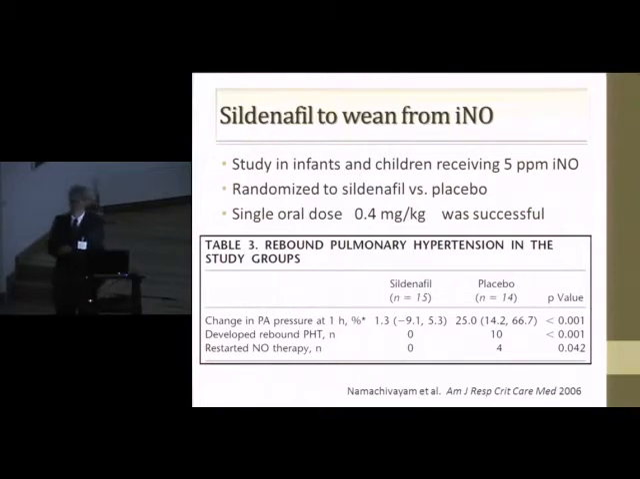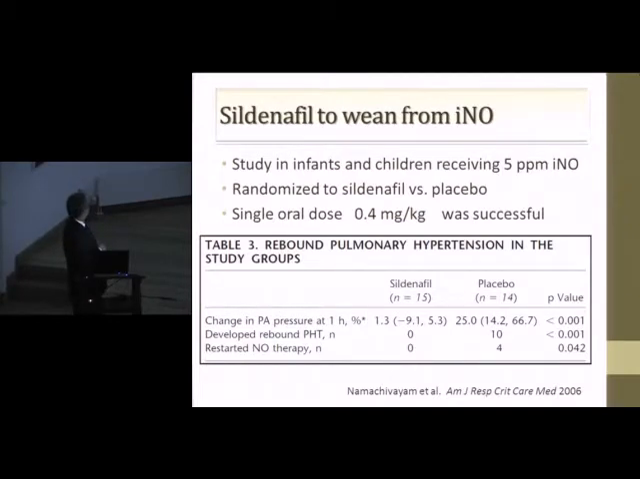What about using it to wean nitric oxide? This study was in children who were receiving nitric oxide for pulmonary hypertension, 5 parts per million. And while they were on nitric oxide, they were randomized to receive either sildenafil or placebo, and a single oral dose was used, 0.4 milligrams per kilogram. So a lower dose, and these are older infants and children, and only a single dose, but this single dose in their study with 15 babies prevented rebound pulmonary hypertension, suggesting that there may be a role for sildenafil as not a primary treatment, but an adjunctive treatment in babies who either aren't responding to nitric oxide or have trouble getting off nitric oxide.